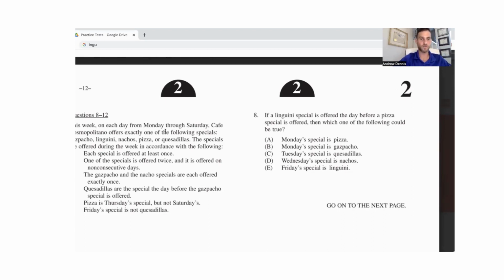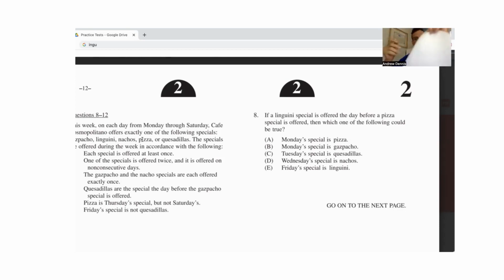The specials are offered during the week in accordance with the following. So we all know I'm not Italian. I butchered the word Cosmopolitano, but it's not important. What's important on the LSAT games is the variables. And we see here the variables are G, L, N, P, and Q.